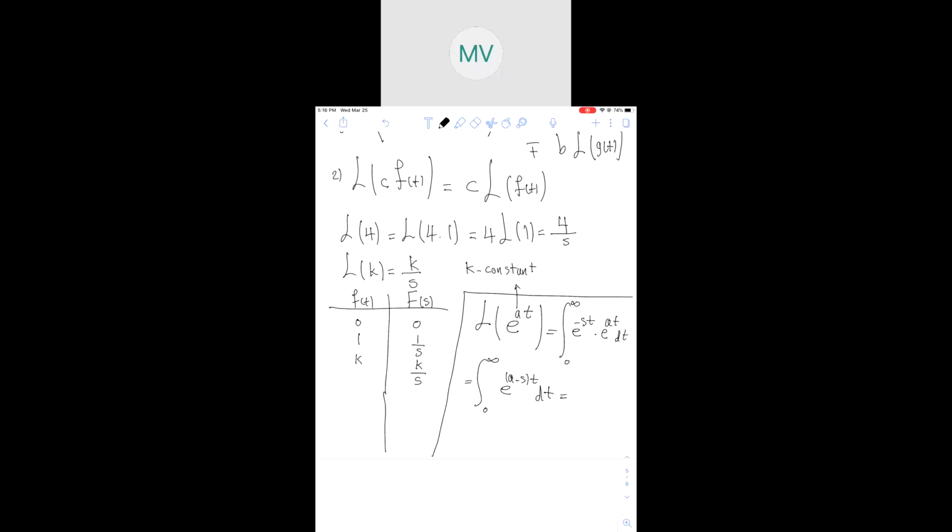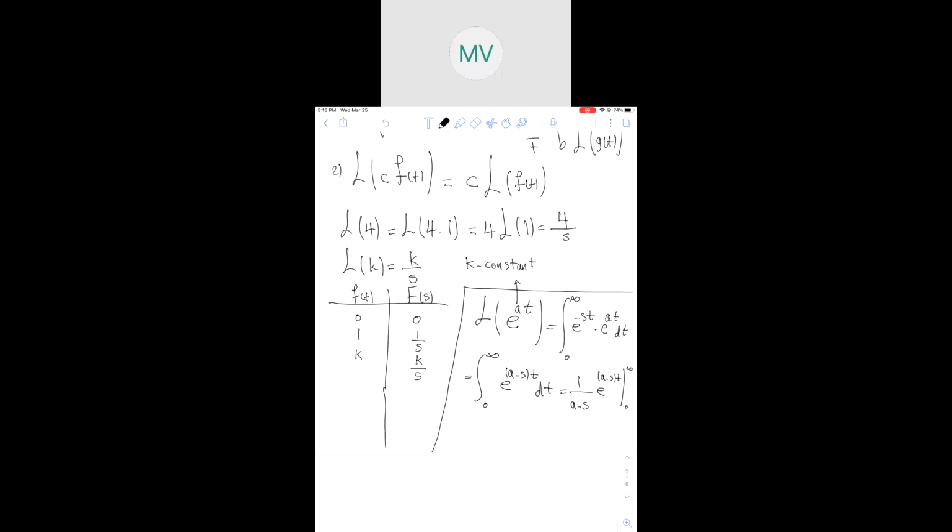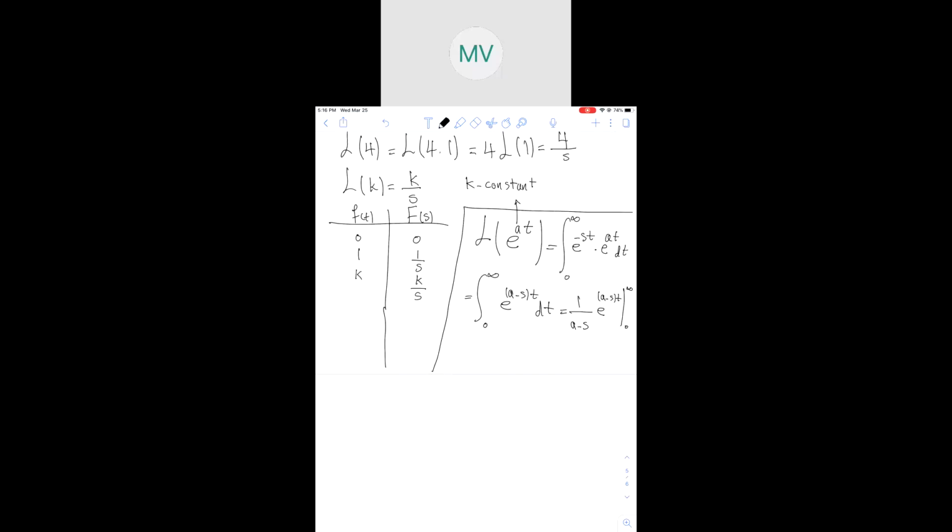Similar to e to the 5t, whose antiderivative is 1/5 e to the 5t, this is 1 over a minus s, e to the a minus s times t, from 0 to infinity. That's the antiderivative of that function with respect to t. Anybody has a question? It's obvious, right? If you differentiate this with respect to t, the a minus s goes down, cancels out the one in the denominator, and you get the same integrand.